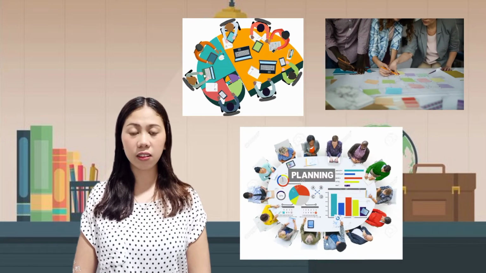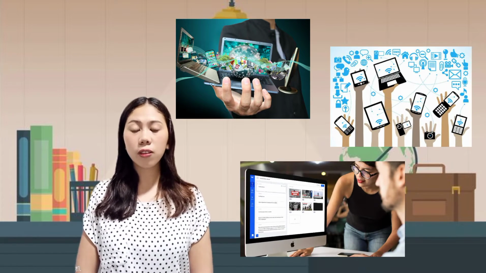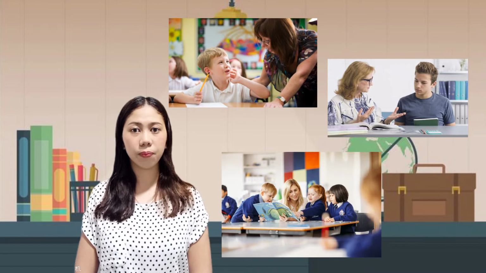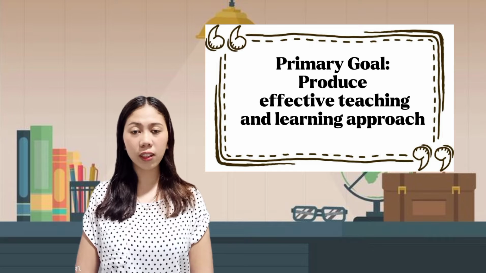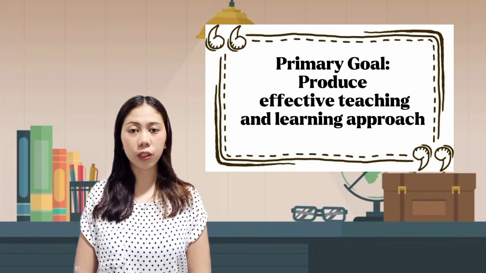The ASSURE model is a process used by teachers in the classroom. It is also an instructional guide for planning and conducting lessons that aim to integrate media and technology while focusing on the learner's needs. Its primary goal is to produce an effective teaching and learning approach. These goals serve as a guide for teachers in planning and conducting instruction using instructional technologies.